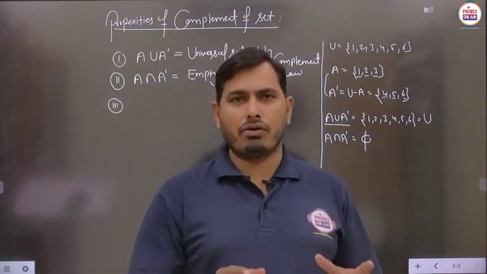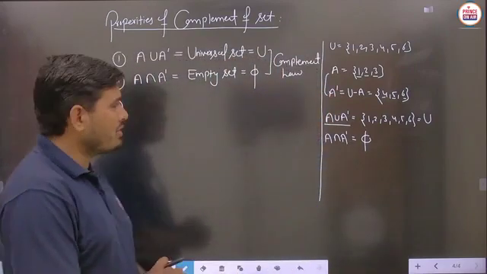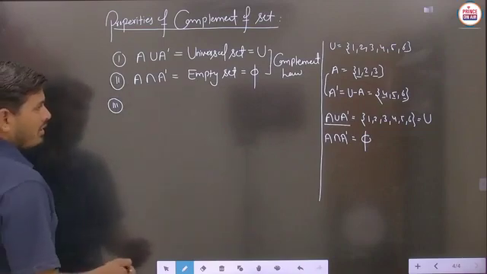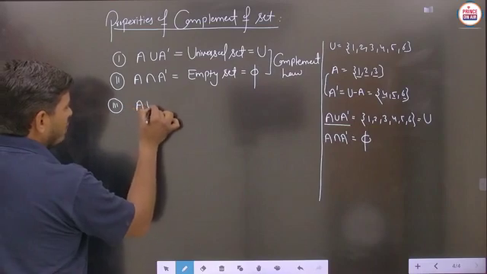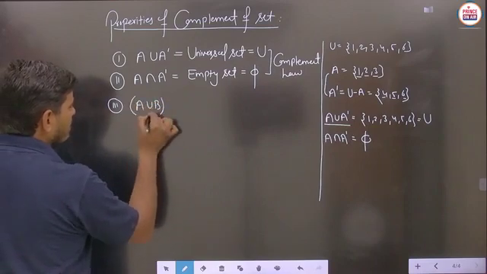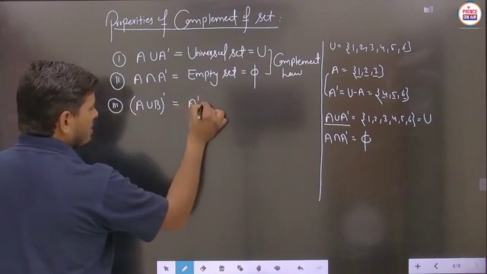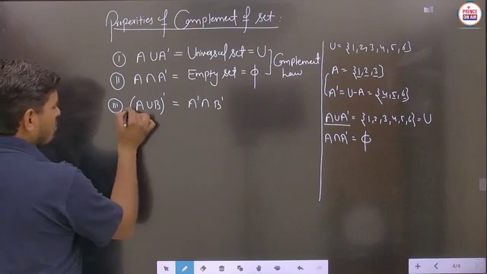The third and fourth will be known as De Morgan's laws. These are very important laws that we have to discuss here. Basically, De Morgan's laws say that if (A union B) whole dash is to be written, then the answer will be A dash intersection B dash, as well as the second part.